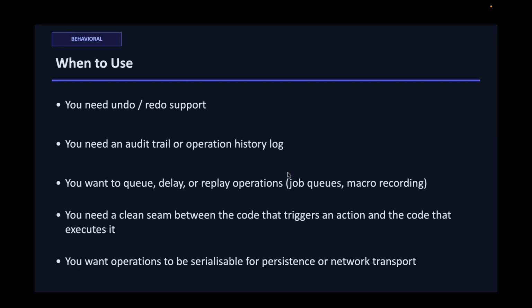If we look at when we would use the command pattern: if we ever have to do undo or redo support, that would be maybe with audit trails or operation history, queuing or replaying operations, if we have job queues or macro recording. Also, anytime that you want to have a clean architectural seam between the code that triggers an action and the code that executes it. If those two things are drifting towards each other in your code base, then the command pattern is the right tool.